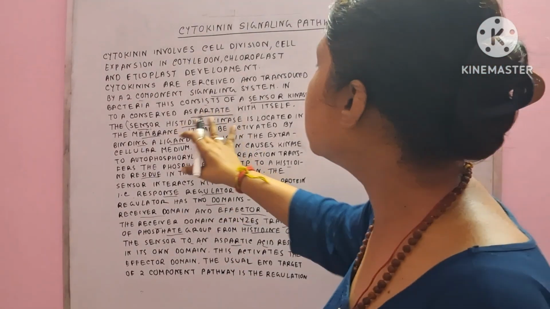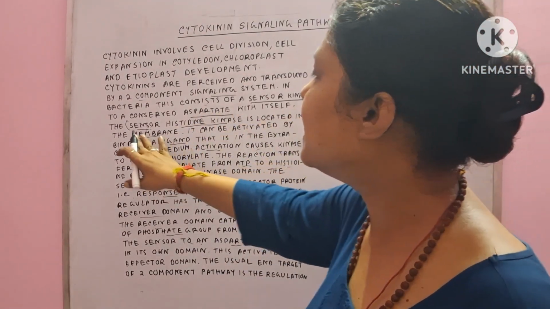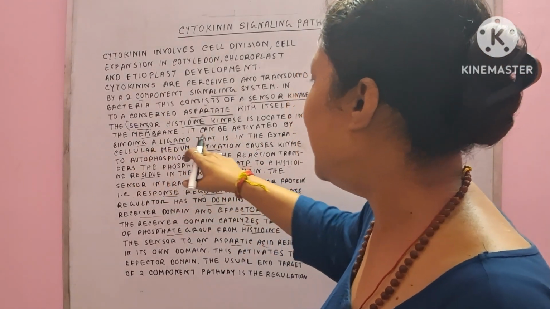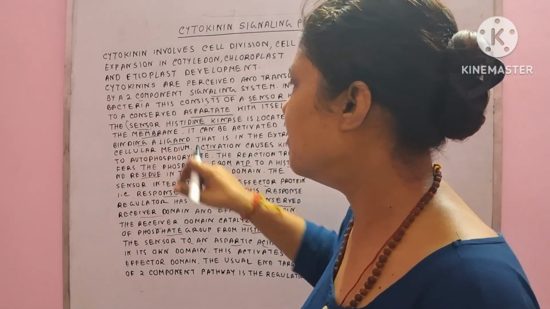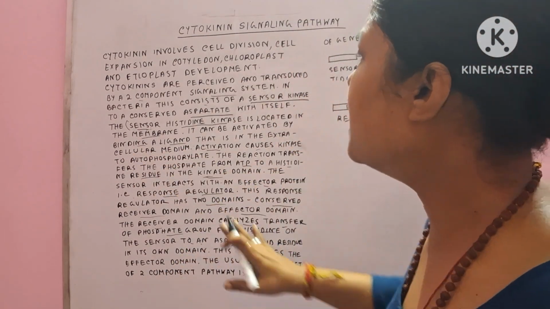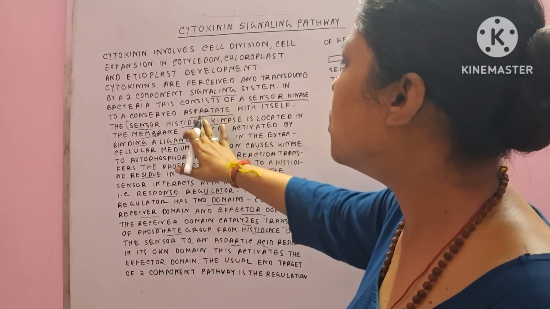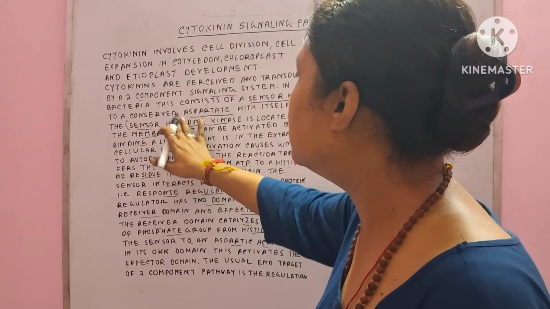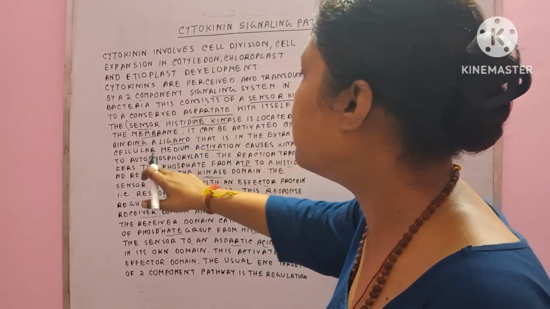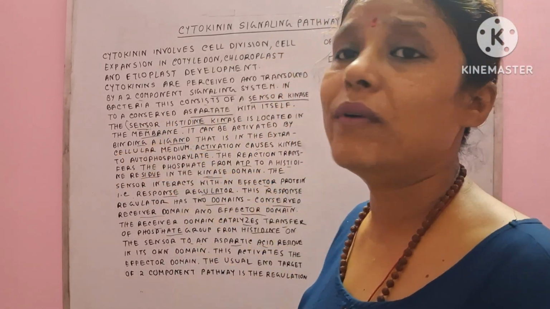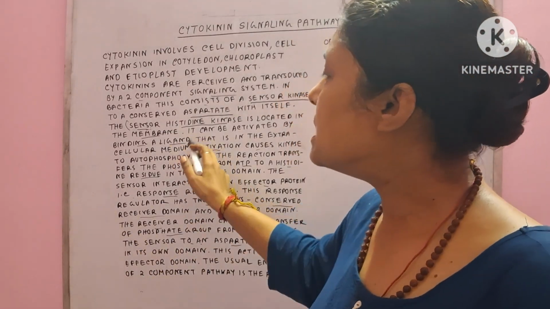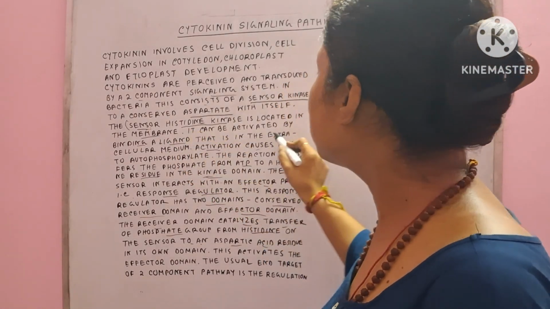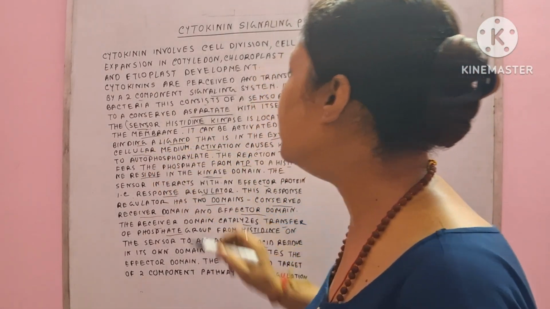Where is this sensor histidine kinase located? It is located in the membrane. And it can be activated by the binding of a ligand that is in the extracellular medium. So this sensor histidine kinase is located in the membrane and activated. How is it activated? It is activated by binding a ligand. When any ligand binds to it, it is activated, and this ligand is present in the extracellular medium.